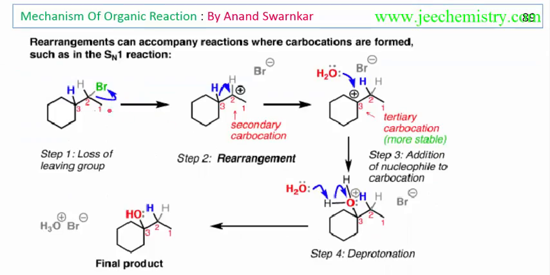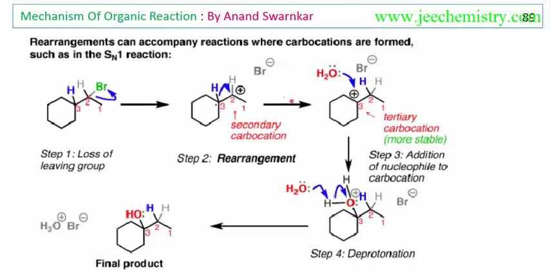Now in this structure, the bromine will leave and a plus charge is formed. Here the plus charge is on a secondary carbon. If the plus charge comes to this position, it becomes a tertiary carbon. So the bond will break and this plus charge is formed, and now this H will shift to this position and the plus charge will come to this position. Bromide, Br minus, remains in the solution.